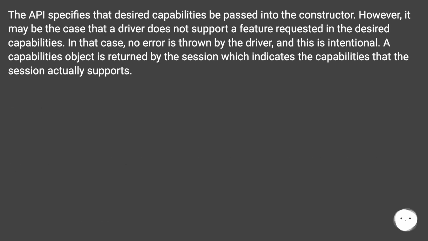The API specifies that desired capabilities be passed into the constructor. However, it may be the case that the driver does not support a feature requested in the desired capabilities. In that case, no error is thrown by the driver, and this is intentional. A capabilities object is returned by the session, which indicates the capabilities that the session actually supports.